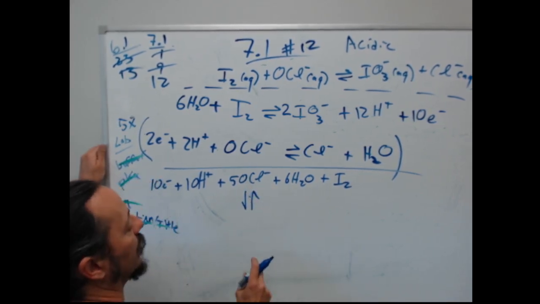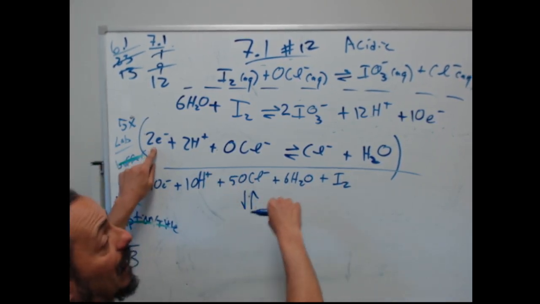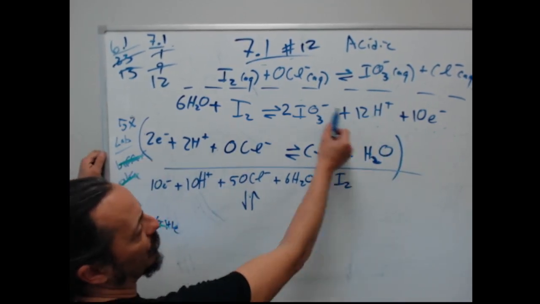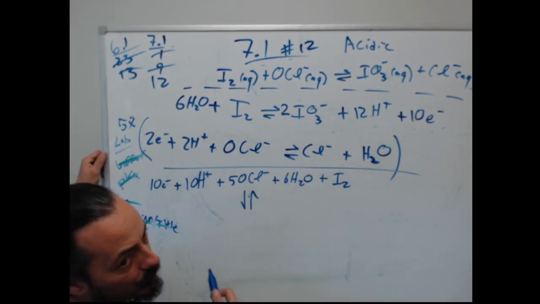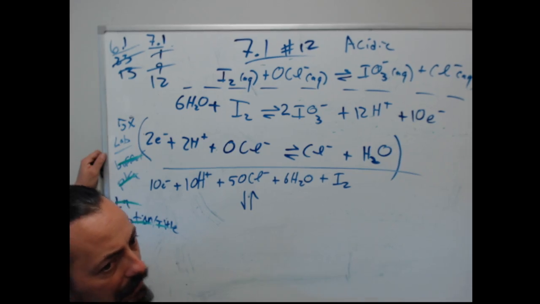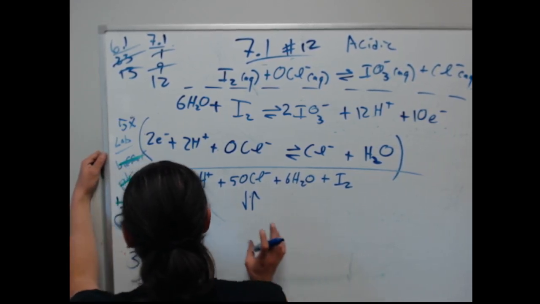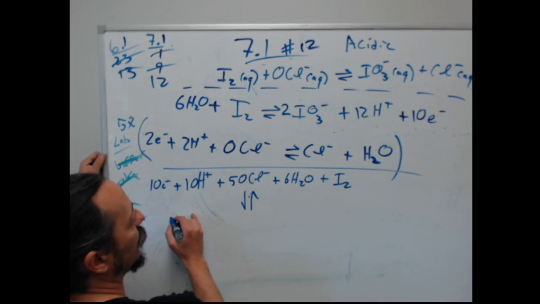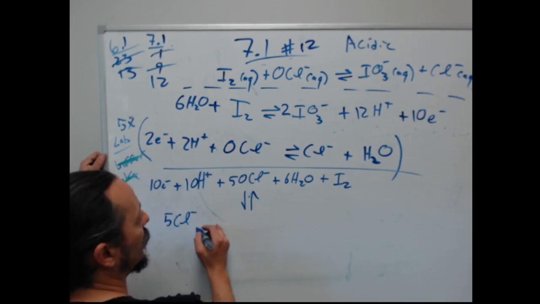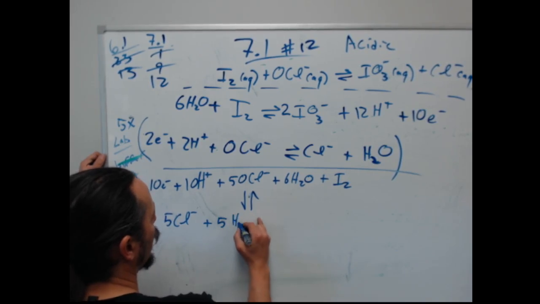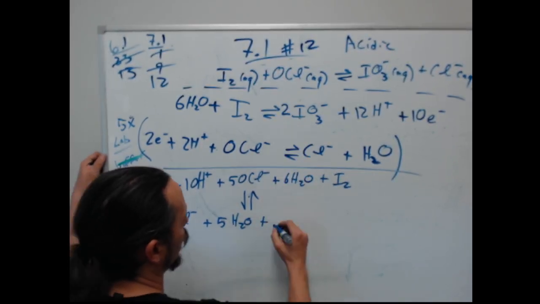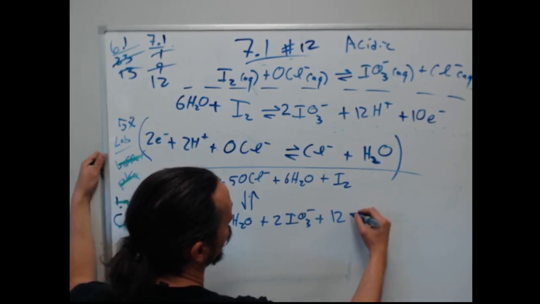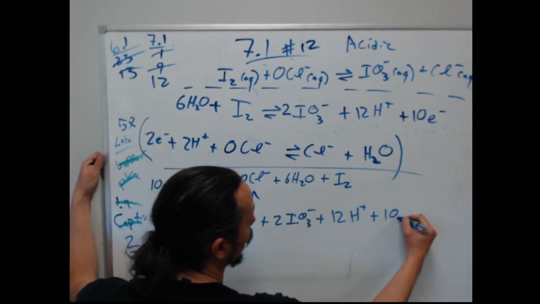Don't mind me. Wait, why'd you multiply it by 5? Because I only have 2 electrons, and I have 10 electrons, and I need them to match. Okay. And dividing this one by 5 would be weird, because I'd end up with half coefficients, and I don't like that. It looks weird to me. So then we can go ahead and look at this and say, okay, on the product side, I'm going to have 5 Cl- plus 5 H2O plus 2 IO3- plus 12 H+ plus 10 electrons.